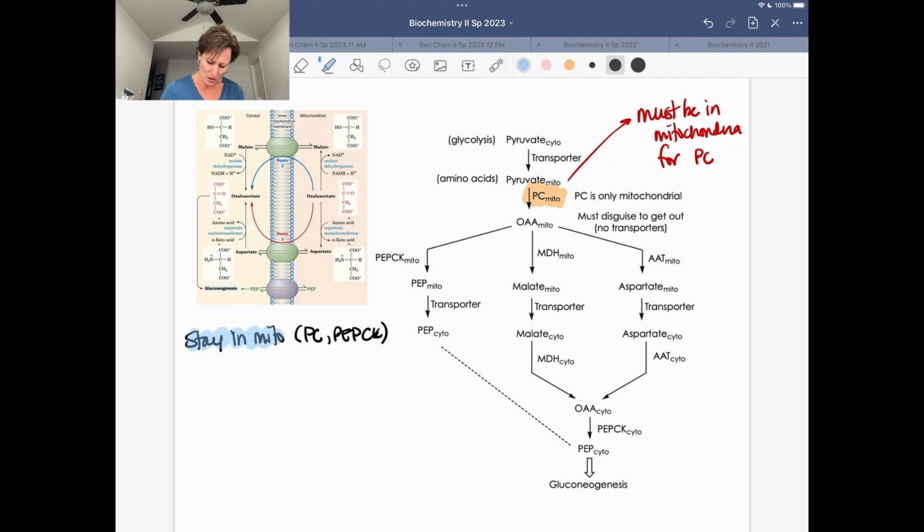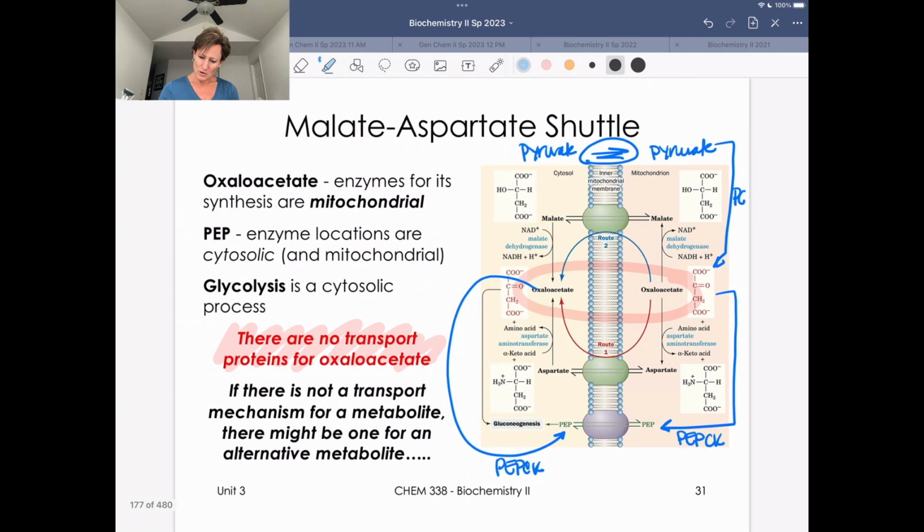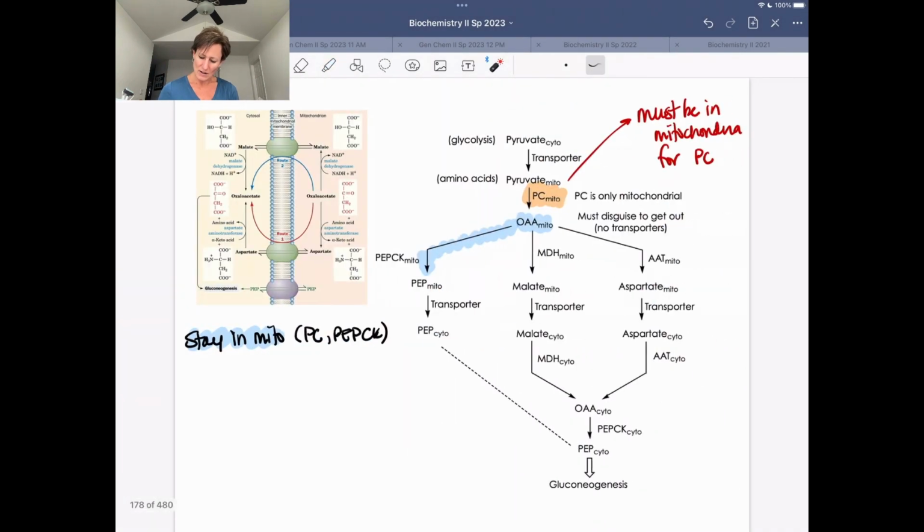So we're going to stay in our mitochondria. We're going to start with oxaloacetate, of course, in the mitochondria. And then we're going to stay in the mitochondrion. PEPCK, that mitochondrial version, is going to convert it into phosphoenolpyruvate in the mitochondrion. Remembering, we do have that transporter for phosphoenolpyruvate, so I can use that transporter to get phosphoenolpyruvate now out into the cytosol, and once I've got phosphoenolpyruvate in the cytosol, then I'm ready to continue gluconeogenesis.